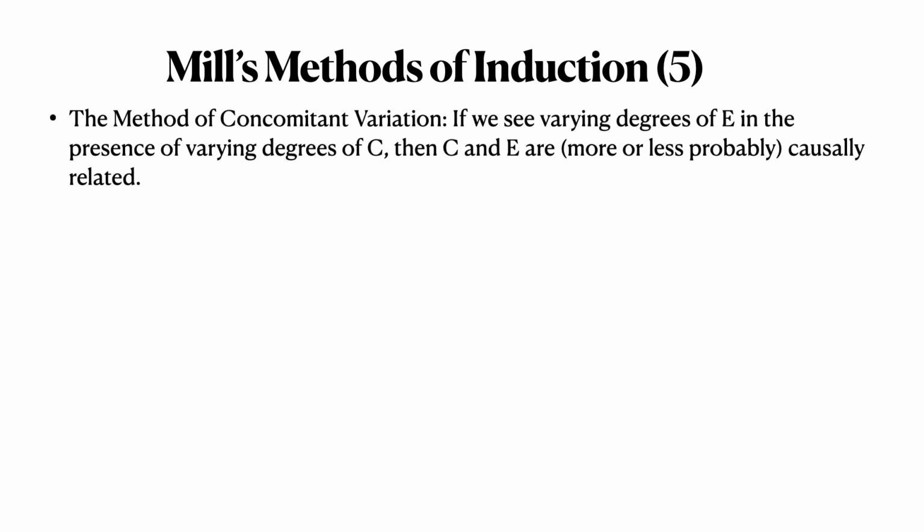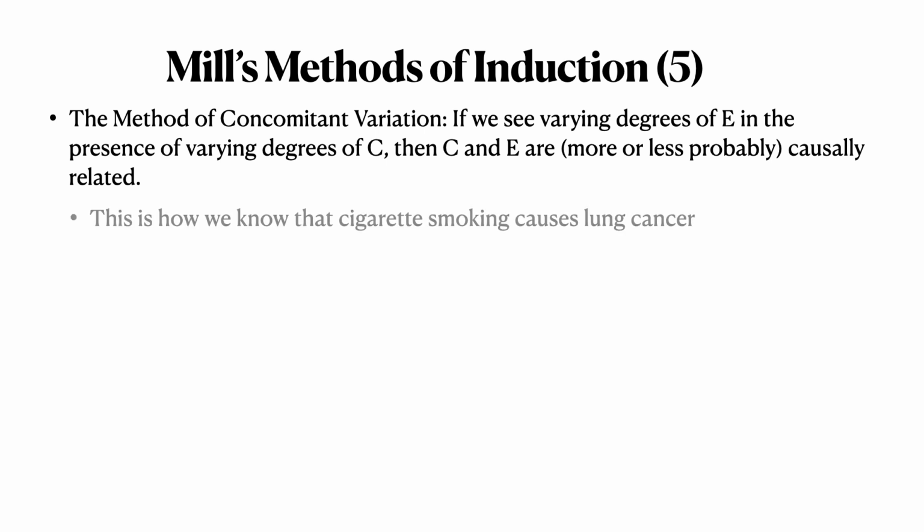All right, what's the fifth method? Mill's fifth method of induction is the method of concomitant variation. Concomitant, such a great word. Things that go together. Things that necessarily go together. If we see varying degrees of E in the presence of varying degrees of C, then C and E are more or less probably causally related. This is how we know that cigarette smoking causes lung cancer, right? Because people who smoke more have a greater increase in their risk of lung cancer than people who smoke less, even though everyone gets an increase in lung cancer.